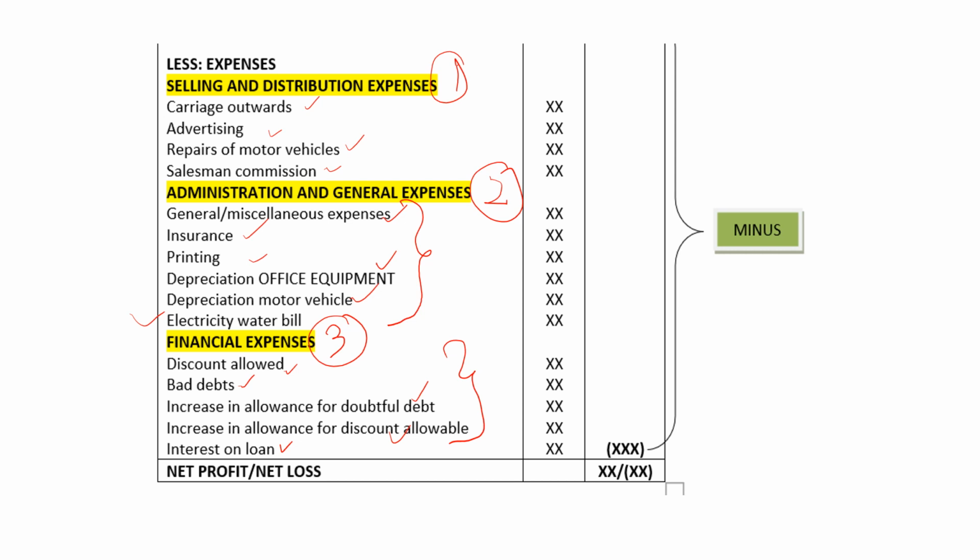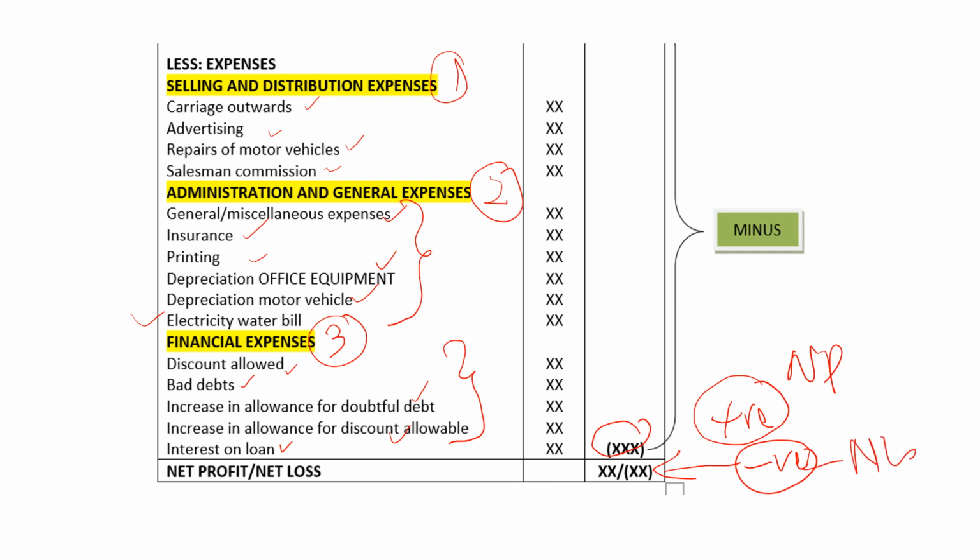So finally, your gross profit, you add revenue, and then you minus all expenses, you will get either a positive or negative value. If positive value means net profit, negative value refers to net loss. So either you have positive or negative results. This figure you will send to the balance sheet or statement of financial position.